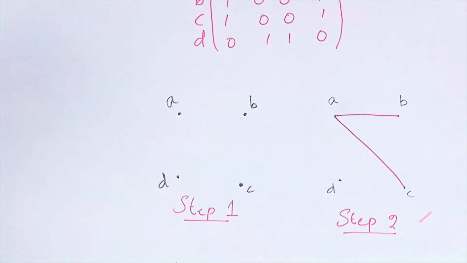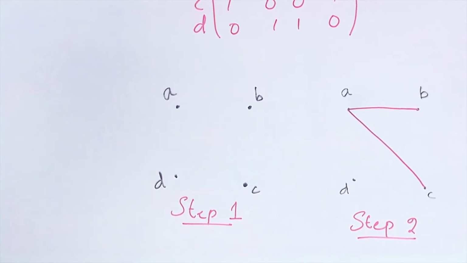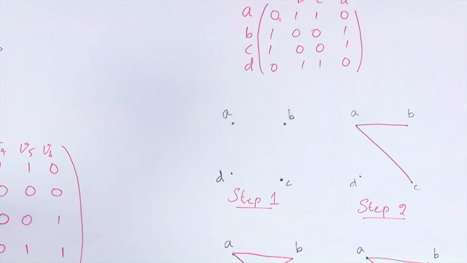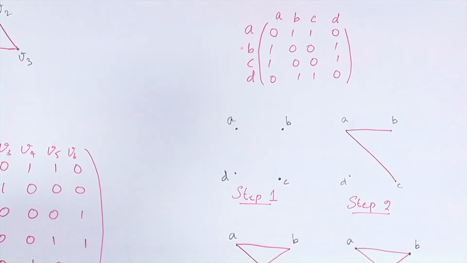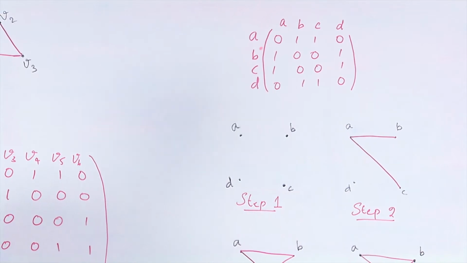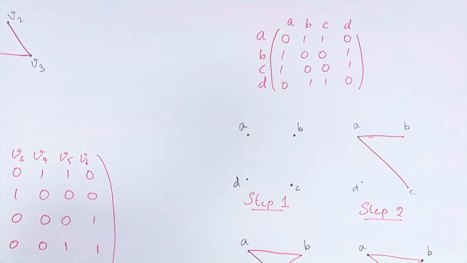And for the second step, look at the first row here. A is not adjacent to A because the first entry in the first row is 0, which means A is not adjacent to A. I am not going to give any loop here, but A is adjacent to B as the entry is 1 here. So, I am going to make A and B adjacent to each other.